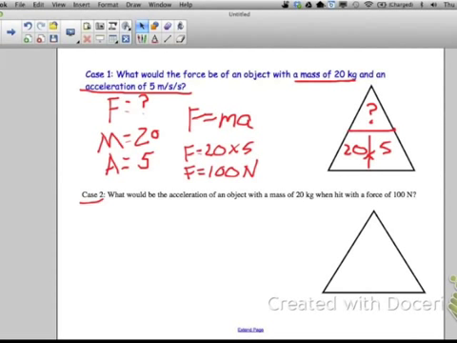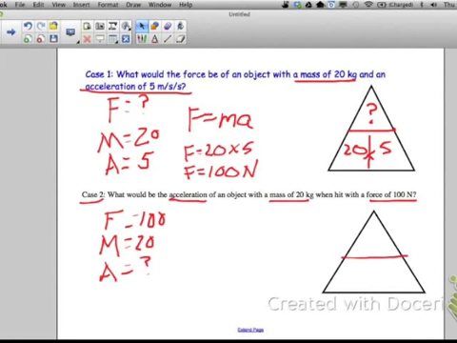So please make sure you write that down and follow along. Let's take a look at case number 2. What would be the acceleration of an object with a mass of 20 kilograms and a force of 100 newtons? So I do force, mass, acceleration. I have a mass of 20 kilograms and a force of 100 newtons, and I'm trying to find my acceleration. So I put them in my triangle. My force is 100, my mass is 20, and I need to find my acceleration. It is an up and down problem, so I divide.